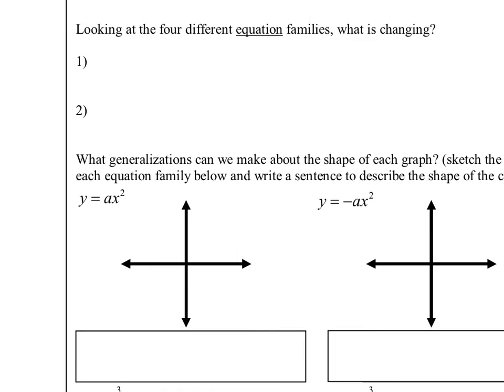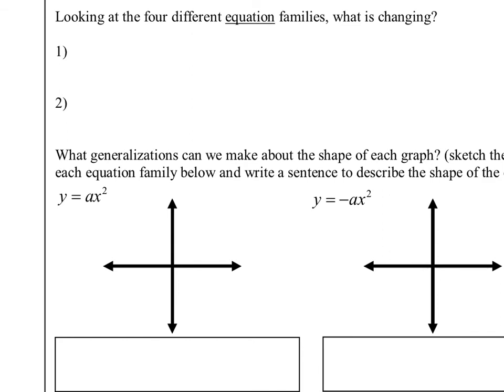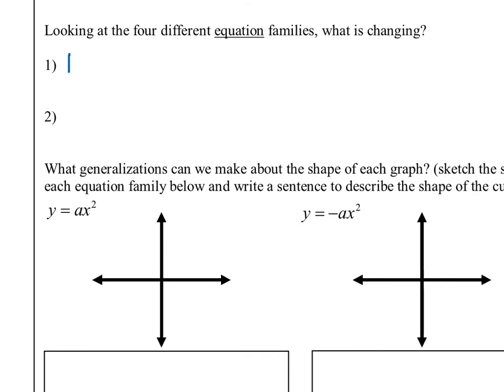What are the two things in the equations that are changing what the graph looks like? Yes, sir. The exponent? The exponent. So that's one of the things that's changing. The exponent is changing. What else is changing? Michael? Whether it's a positive or a negative symbol. Positive or negative coefficients. Yeah.